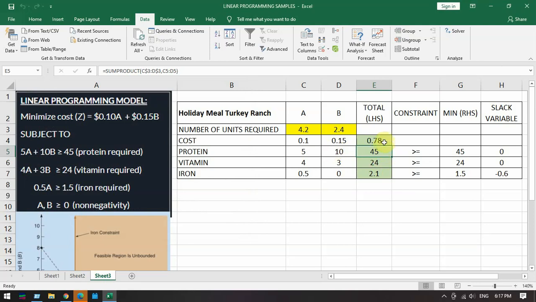Okay, and this should be the constraints that we should follow so that we will get the minimized cost of 78 cents per unit for both A and B together. So that's it, and then we can solve again using our mathematical functions before we continue with the graph.